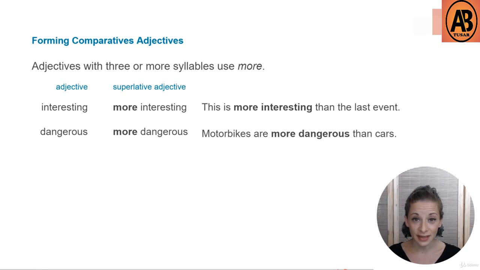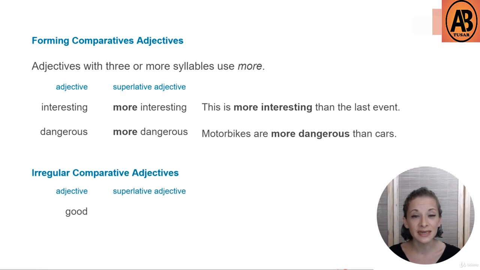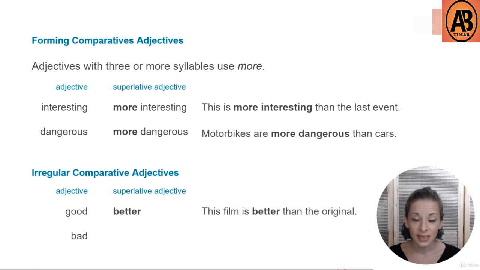There are some irregular comparative adjectives. So good becomes better. This film is better than the original. And bad becomes worse. I feel worse today.